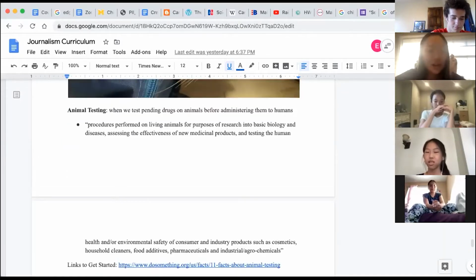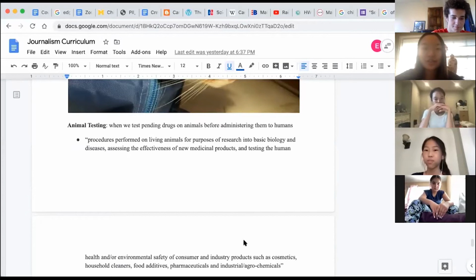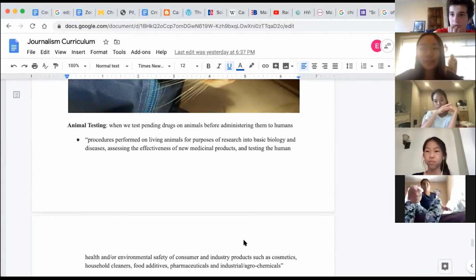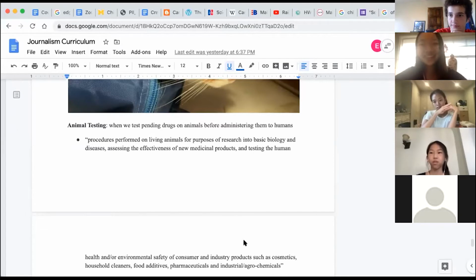So I copy and pasted kind of a long explanation here, but it's exactly what Iris said. So when we test drugs that we don't know whether or not they work, we test them on animals before giving them to humans. So it brings up the idea of whether animals are less important than humans, and the idea of animal cruelty or saving humans' lives. So there's a whole debate about this.